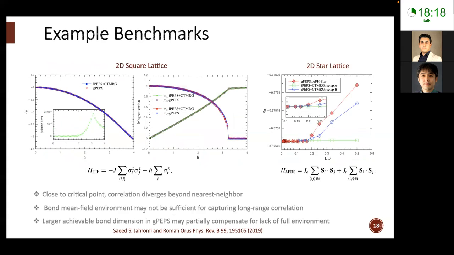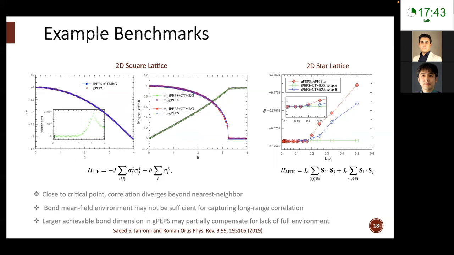To give you some idea of how these techniques work, this is a benchmark result for the quantum phase transition of the transverse field Ising model, both with the standard iPEPS algorithm on the square lattice and the full environment calculated with the CTMRG, compared with the result obtained from this graph-based algorithm with mean field environment. You would see that, and this is also the relative error, the error compared between the GPEPs and the standard iPEPS algorithm.